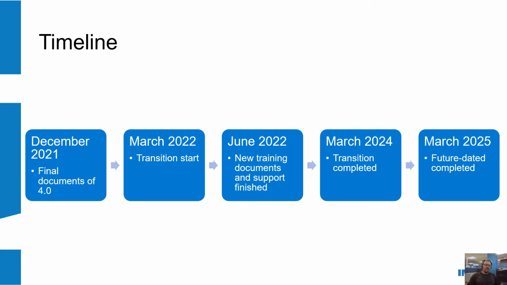The final documents related to PCI version 4.0 were made final in December of 2021. And the official transition start date is March of 2022, which of course just happened. The documents and training to help you get to this new standard, for whatever reason you have, will be released in June of 2022, and the whole transition is expected to be completed by March 2024, with the future dated stuff completed March 2025. So future dated in this case, as I understand, is basically the get out of jail free card. We'll get into that a little bit later, though, as we talk about the major changes.